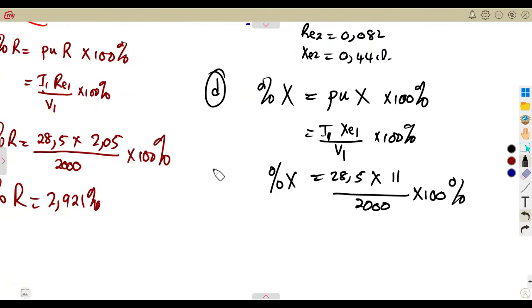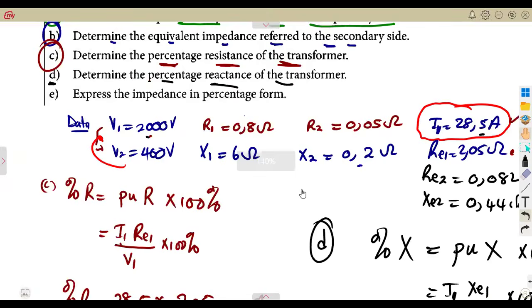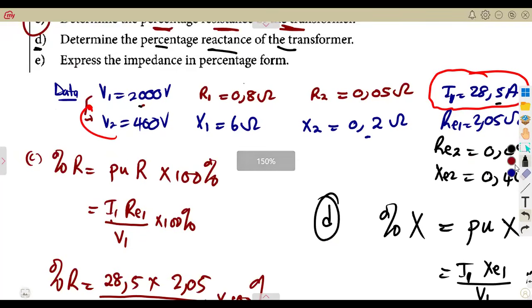Remember the relationship is opposite. To per unit reactance, you divide. To percentage reactance, you multiply by 100%. Opposite of each. So that was going to be 15,675%. So with this, we have got percentage reactance. And they are now asking us to express the impedance in percentage form.